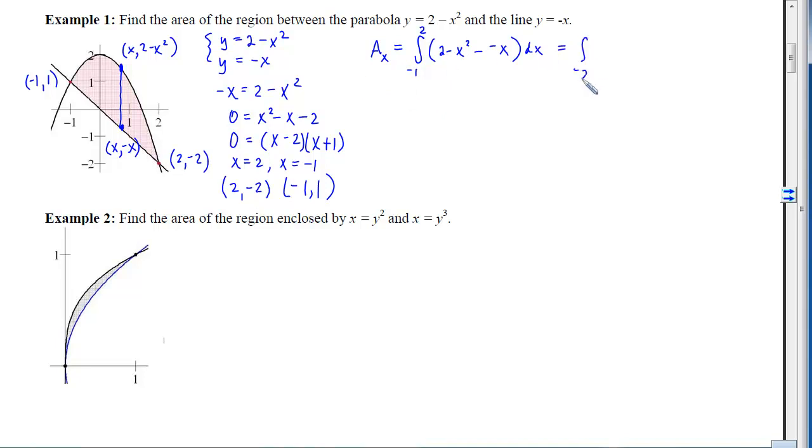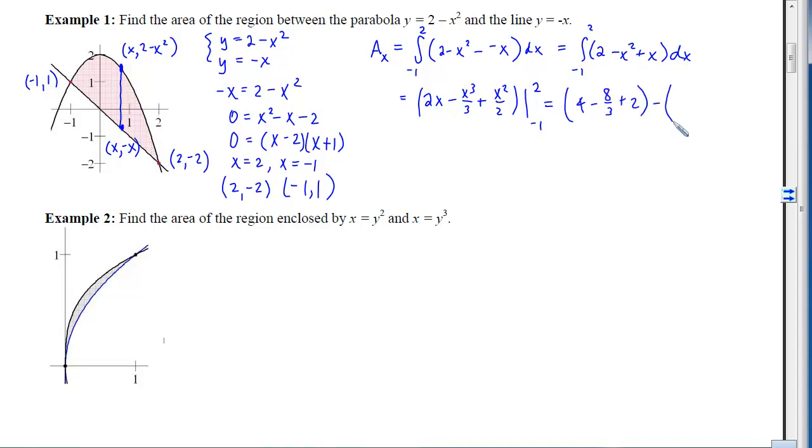So to do that, we're going to simplify the integrand, and then we're going to answer the question posed by the integral symbol. And that is, what did I take the derivative of with respect to x that gave me this inside? And that's a 2x minus an x cubed over a 3 plus an x squared over a 2. Then I'm going to evaluate this from negative 1 to 2, which means I plug the top number in first, and then I subtract what I get when I plug the bottom number in. Bottom number is a negative 2 plus a 1/3 plus a 1/2.